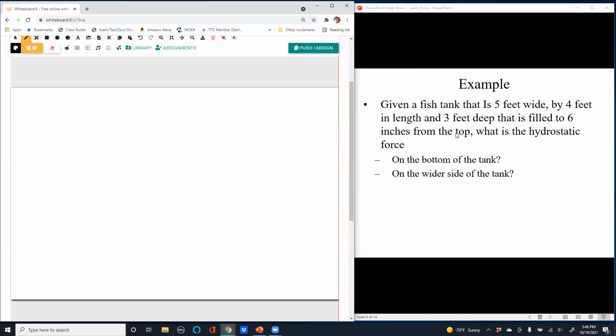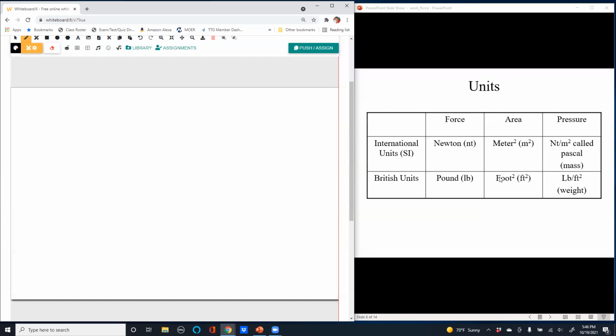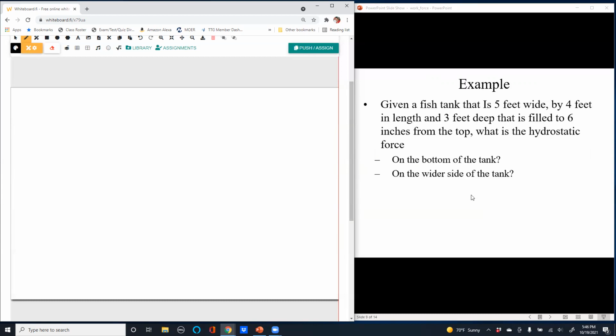Right here, feet, feet, feet. You see that? Oh, feet. We're in British units. We do not need to multiply by gravity.